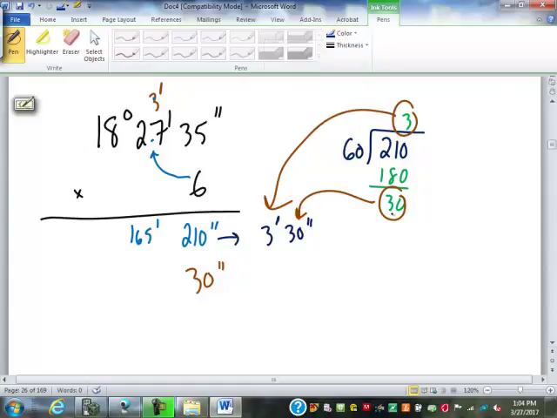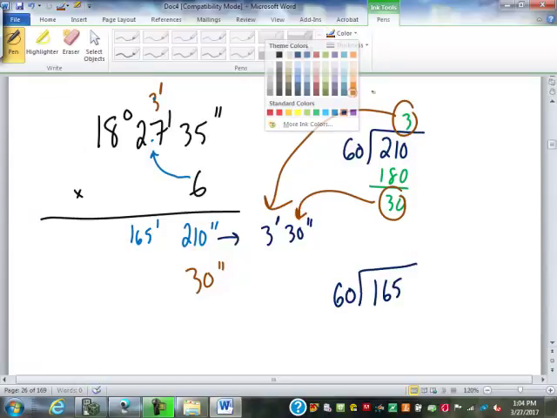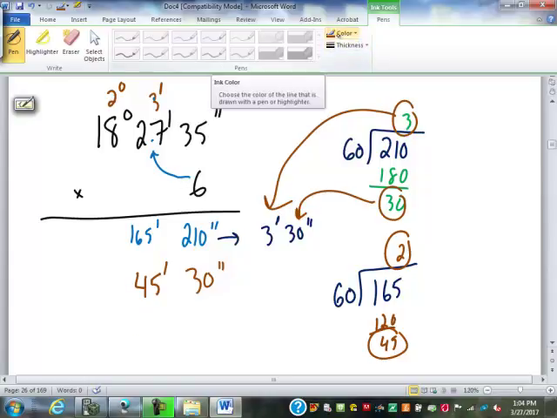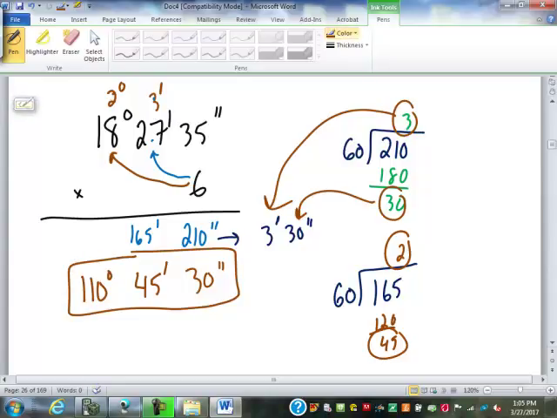So now we've got to do the same thing. Divided by 60. 60 goes in there twice. That's 120 with 45 left over. So 2 is what gets carried into the whole degrees. The 45 stays in the minutes. And now we have 6 times 18, which is 108, plus the 2 is 110 degrees. So really the toughest part there is dealing with the carrying and figuring out what's left over and all that.